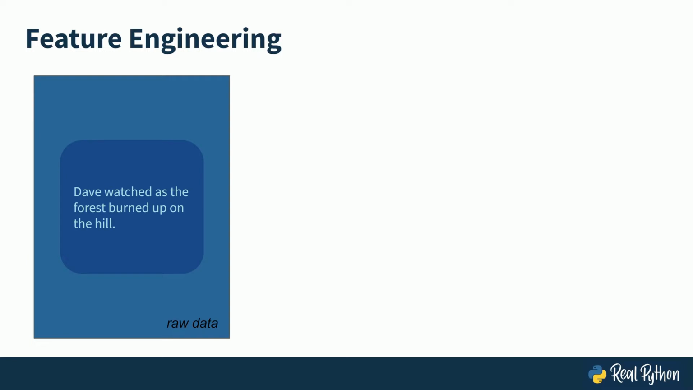One problem that arises in machine learning is how to represent data. Computers like numbers, and it's often necessary to convert data into numbers so that a computer can process it. Take, for example, text data, such as the sentence, "Dave watched as the forest burned up on the hill." 2 of these words, watched and burned, are inflected forms. For example, the base form of watched is watch. Reducing an inflected form to the base is called lemmatization and is a common task in natural language processing.